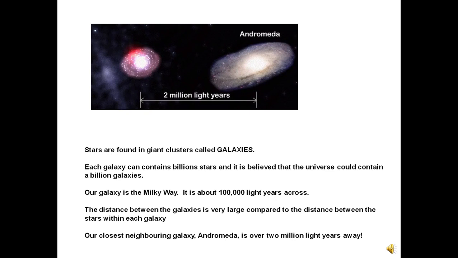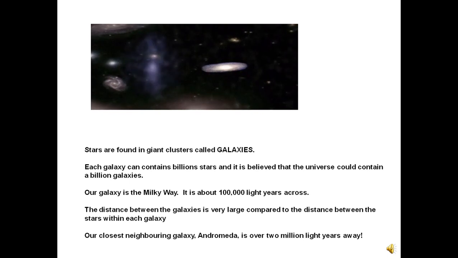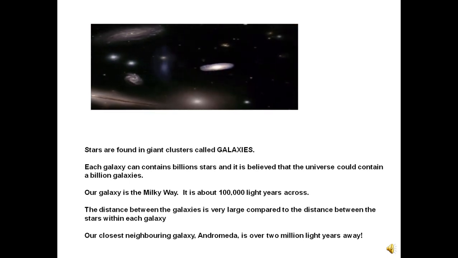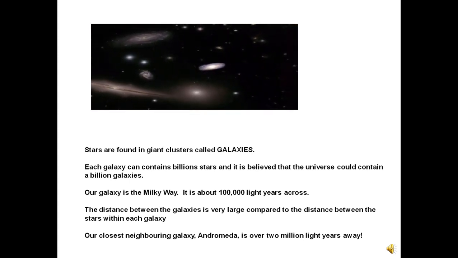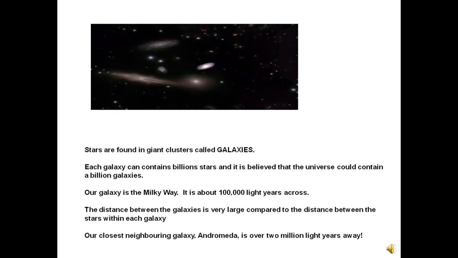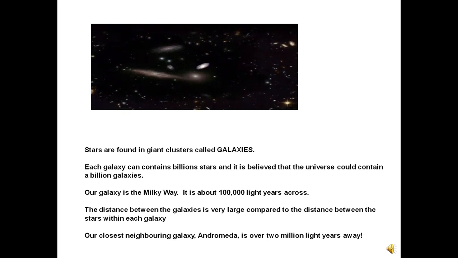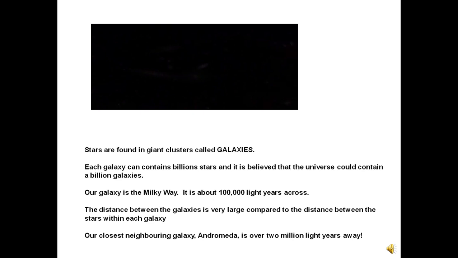So the distance between one star and the next in our galaxy, our next nearest star after the sun, is about 3 light years away. So it takes light 8 minutes to get from the sun to us, and it takes about 3 years for the light to get from the next nearest star to us. So galaxies are very big.